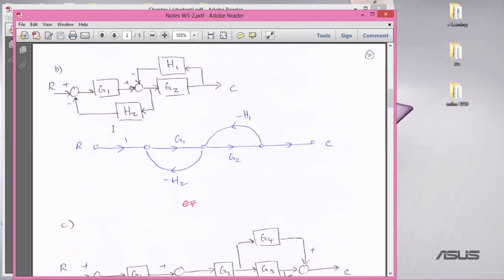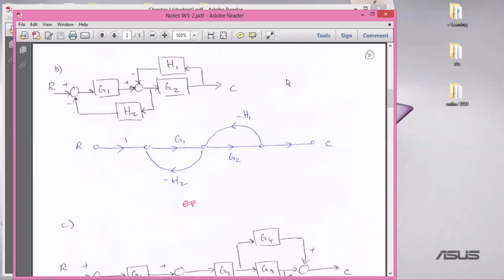Okay, and then you have a gain of 1 here and a gain of 1 here as well. So you need to put 1 here. There's a missing 1 there. And then you start putting in your transfer functions. G1 there, G2, and this is the feedback, negative H1, and this is negative H2. So this is the signal flow graph representation of that block diagram.